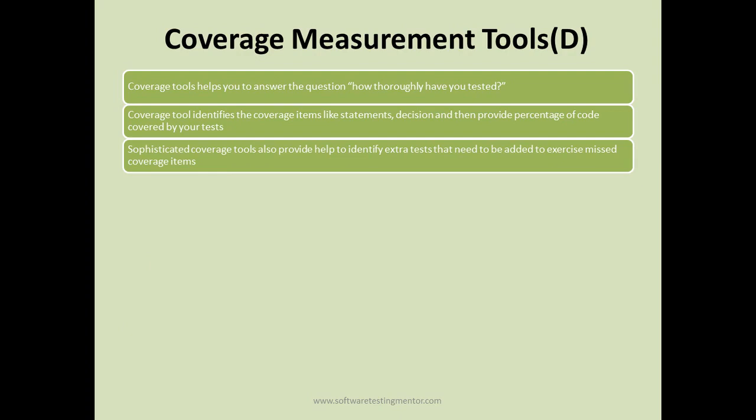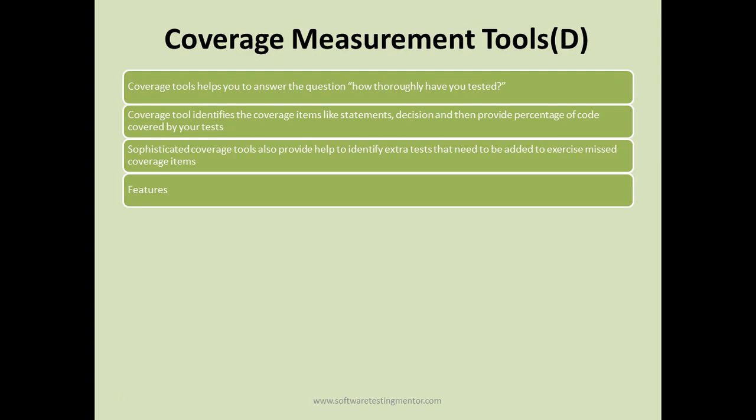So sophisticated coverage tools also provide help to identify extra tests that need to be added to exercise missing coverage items. So suppose you have 100 test cases and your coverage tool identifies that your statement coverage with those 100 test cases is just 70%, and your decision coverage is just 65%. So there are many coverage measurement tools which will help you to identify more test cases so that you can get 100% statement coverage and 100% decision coverage for the code that you are testing. So it will identify some tests which you can later add and see how the code coverage has improved by adding those tests.